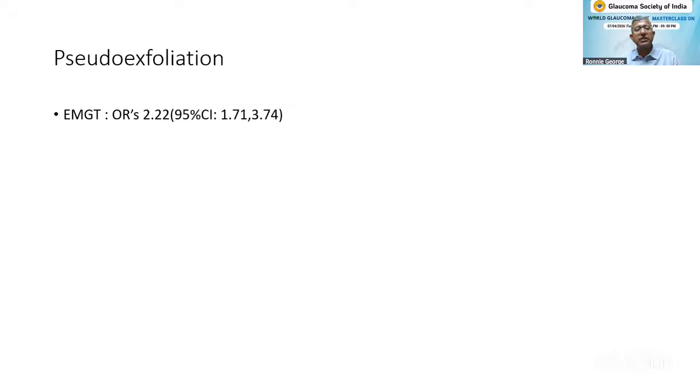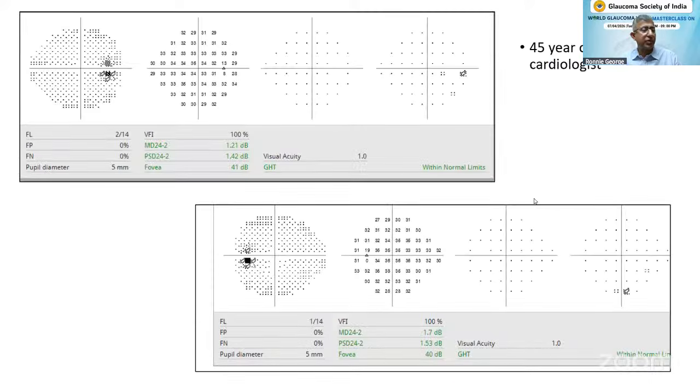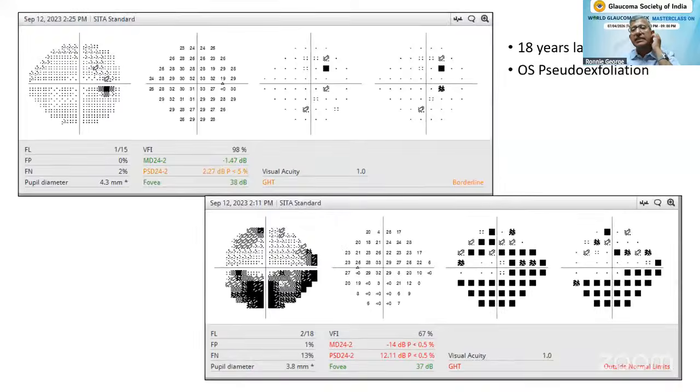Pseudoexfoliation was excluded in some studies, but it was there in the EMGT, and pseudoexfoliation on its own was one of the highest risk factors for progression. Here I'm going to share this example of a 45-year-old cardiologist; this is what his baseline fields look like, and this is 18 years later. One eye has pseudoexfoliation, the other eye did not, and look at how the visual fields have progressed. So pseudoexfoliation is a red flag. We should look very carefully for progression in these eyes.